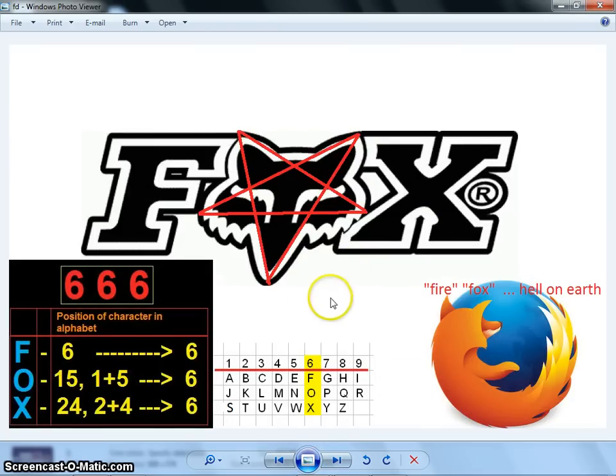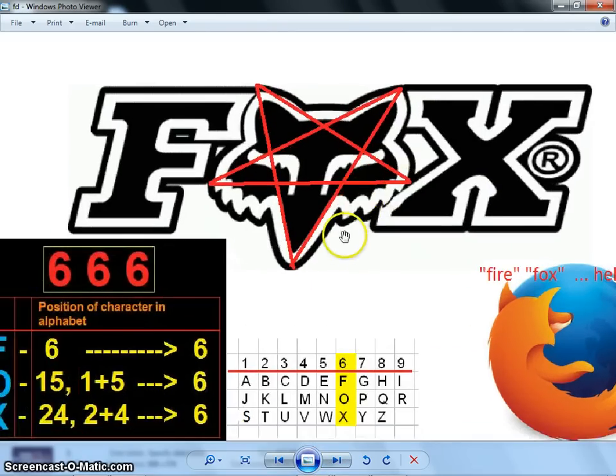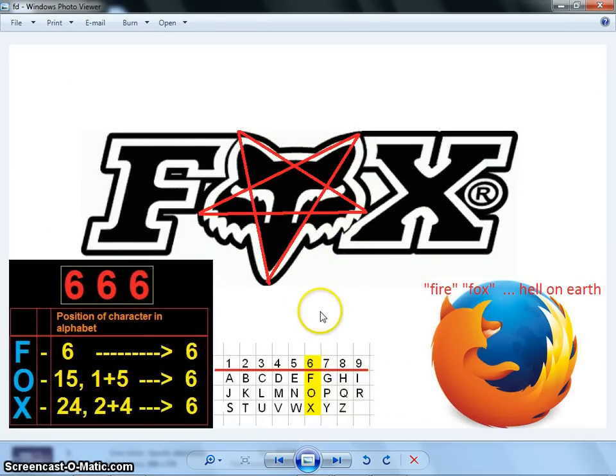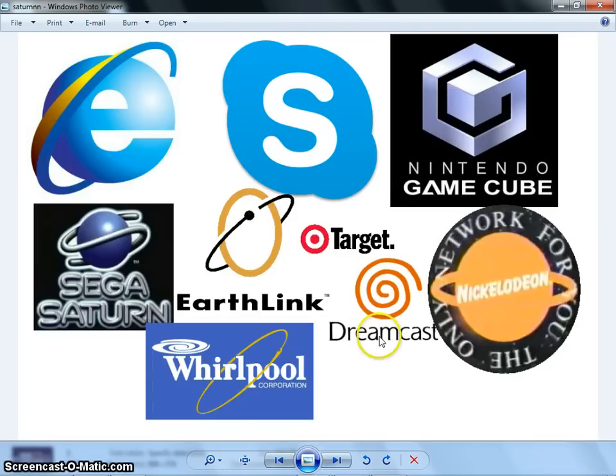The Fox, I've already done this. The Fox is another one of those 666s. And it's undeniable at this point that you can get these subliminals in multiple different ways. There's not just one way to see this. You say, okay, the Fox equals 666. Well, look right here. And it doesn't end ever.